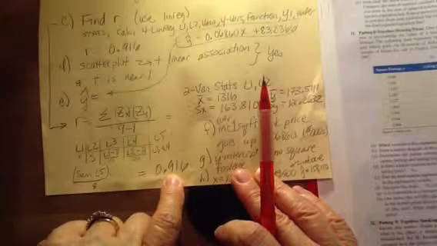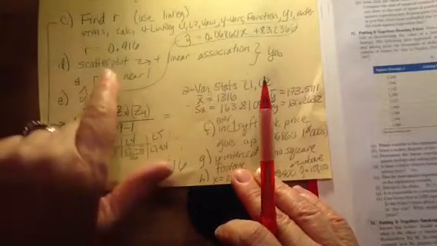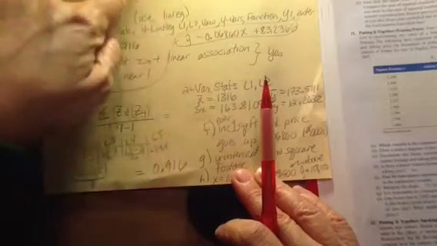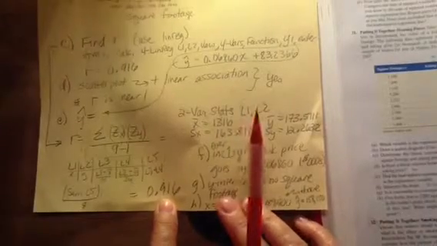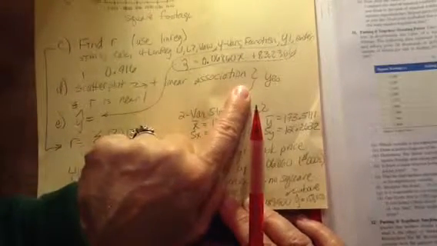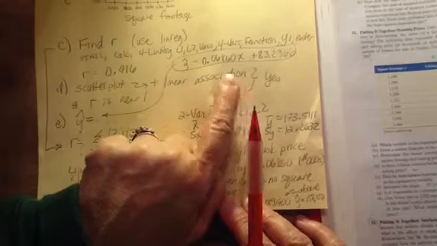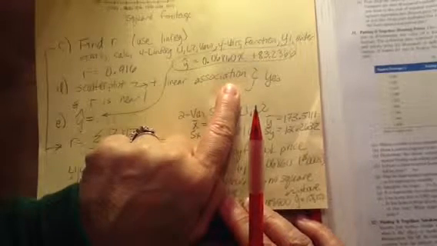Now, part D said, is there a linear relationship? There is, because I have a positive trend on my scatter diagram, and I have a 0.916 for my R. So it looks like there is a linear relationship, and it looks like it's a positive association.